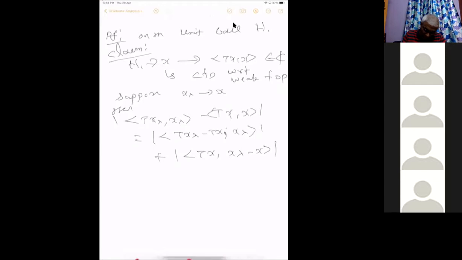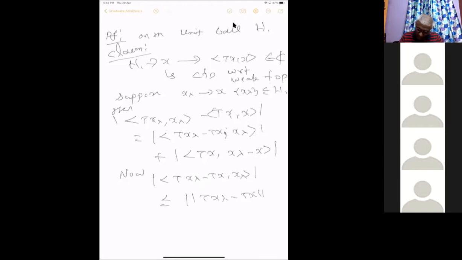Now, this x lambda is contained in H1, in the unit ball. Now <Tx lambda minus Tx, x lambda> is less than or equal to the norm of Tx lambda minus Tx, because x lambda has norm less than or equal to 1. And this goes to 0, as T is weak norm continuous on H1. So this goes to 0.